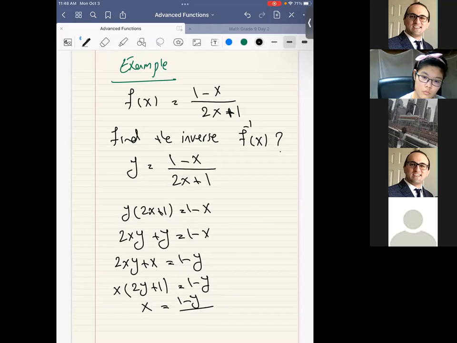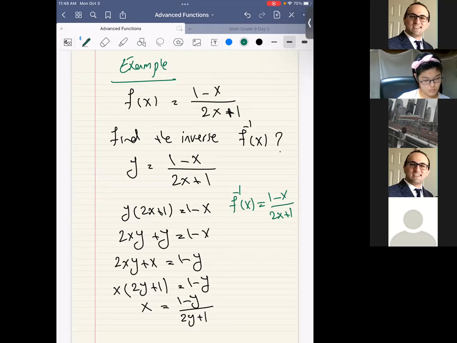Okay, so you have x equal to (1 minus y) divided by (2y plus 1). So that means, having said that, f inverse is what? Now, if you want to answer the question, what is f inverse? f inverse of y is (1 minus y) over (2y plus 1). But in terms of x, f inverse of x is (1 minus x) over (2x plus 1).